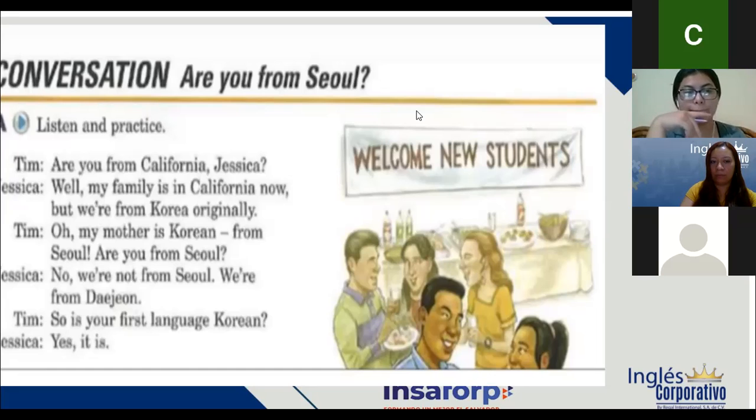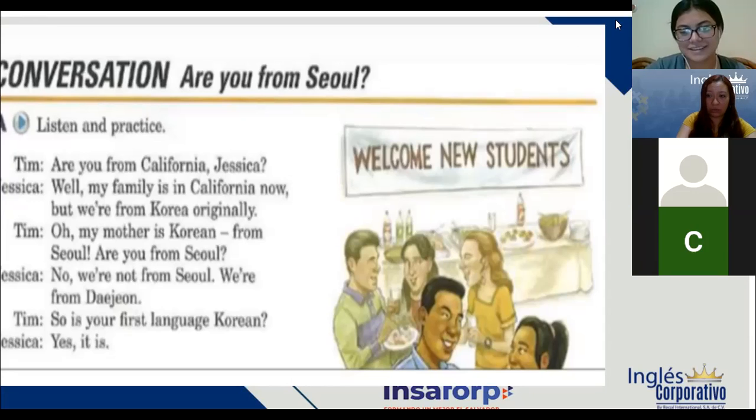Oh, my mother is from Santa Ana. Y ahí le pregunta, are you from Santa Ana? Are you from Santa Ana? No, we're not from Santa Ana. We're from, sería Chalatenango de nuevo. We're from Chalatenango, ajá. Y ahí le dice cualquier otro lenguaje que no sea coreano, Carlos. So is your first language Spanish? Yes, it is. Correct. Very good.